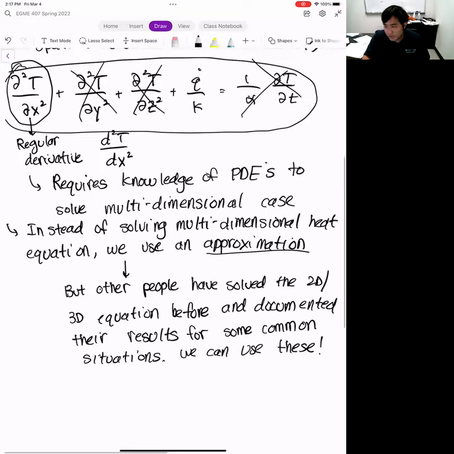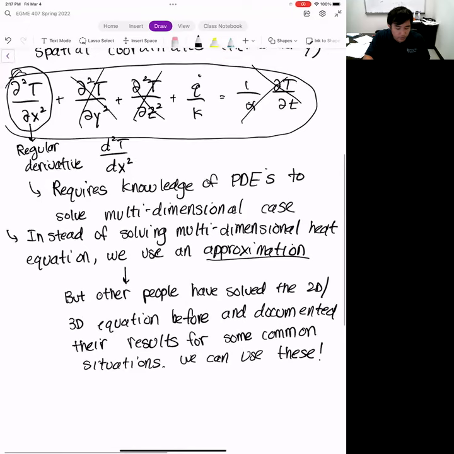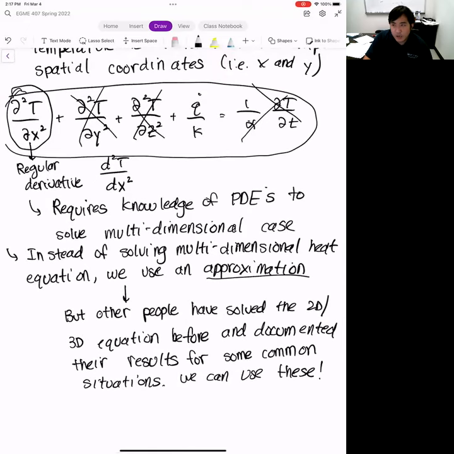And the reason we can do this, and this is kind of beyond what I would expect you to know for this class, but in case you're curious, the reason we can use other people's solutions and apply them to ours is the fact that this equation right here, this multidimensional equation, even though mathematically it is a monstrosity to solve, at the very least it's a linear equation.